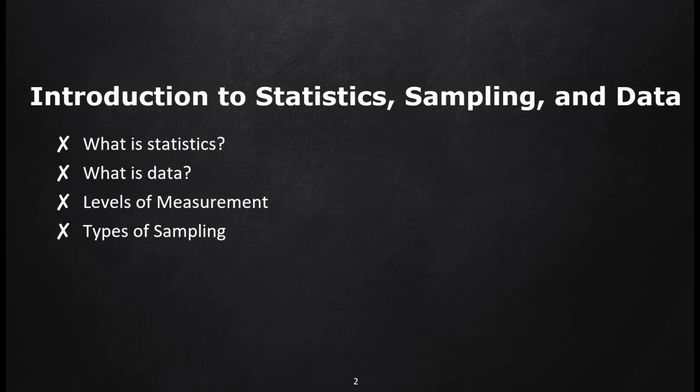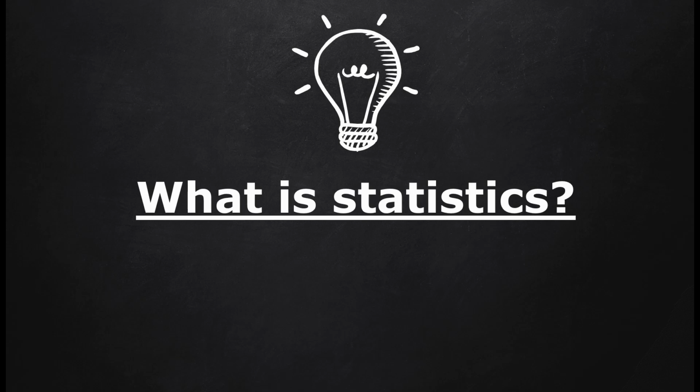These are the four main points we'll see in this video. What is statistics? What is data? The levels of measurement, which actually is kind of tied closely to data. And last but not least, the types of sampling. So the very first topic here, what is statistics? The course itself is called Elementary Statistics. So it'd be a good idea to start off with defining statistics, don't you think?